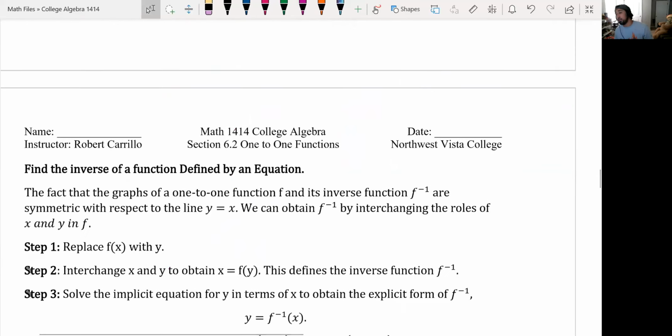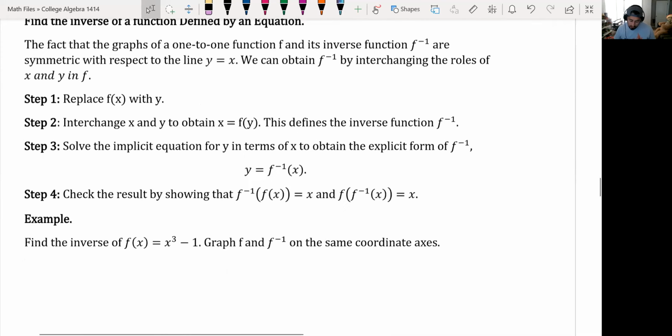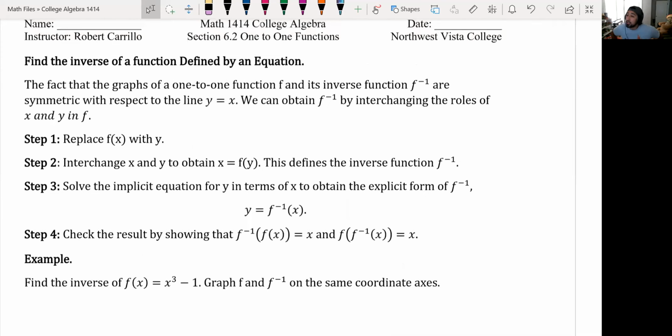And now here's my favorite part, because we can do graphs all day. Graphs are easy. The best way to check for an inverse is to do it algebraically. That's what we want. We want to build our algebra skills. So let's find an inverse function defined by an equation. Since the graphs of a one-to-one function and its inverse are symmetric with respect to the line y equals x, we can obtain the inverse by interchanging, there's that fancy word, the roles of x and y in f.